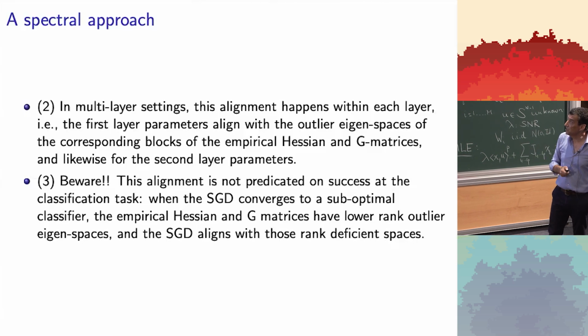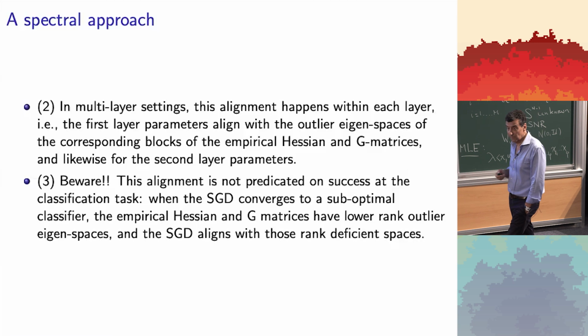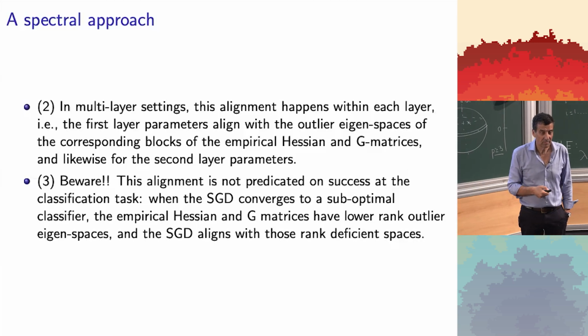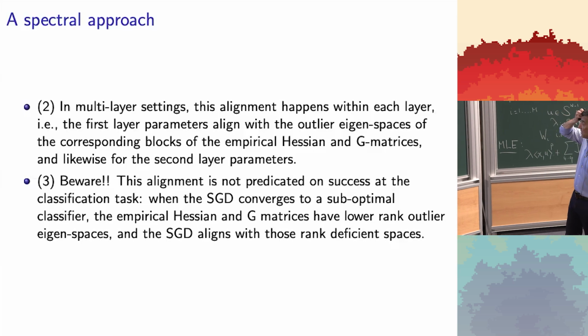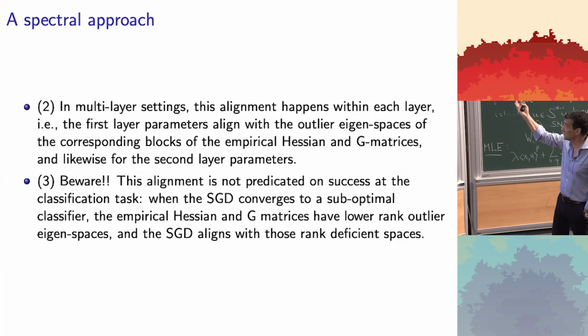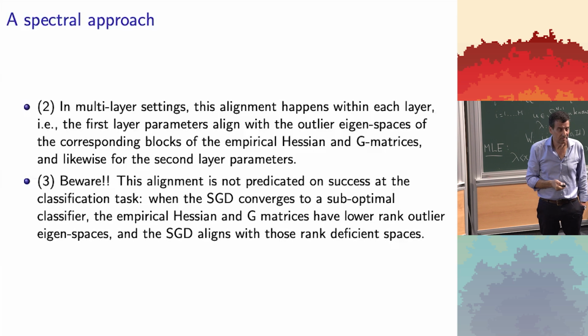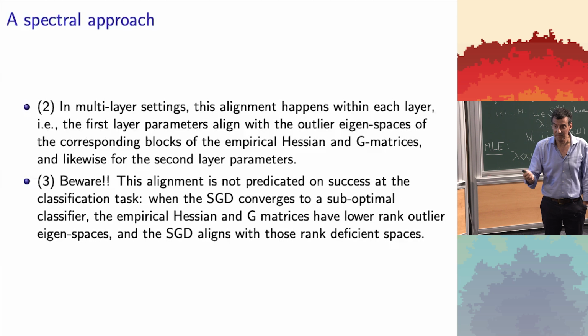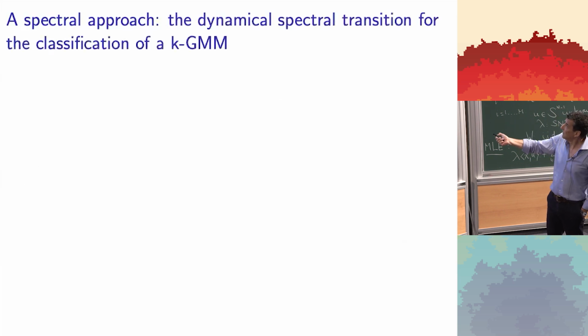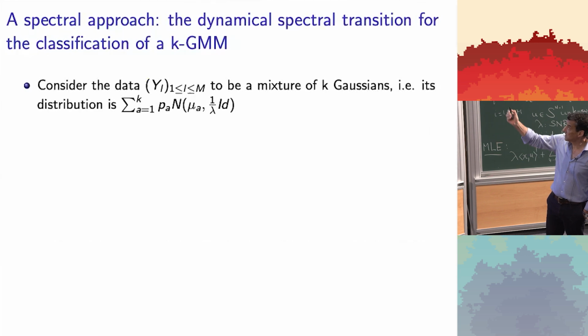Sometimes the SGD converges to a suboptimal classifier, to something not good. Then the empirical Hessian and G matrices have lower rank outlier eigenspace, and the SGD aligns with those bad spaces. So it's intrinsic, but it's not a sign of success. That's if you don't have enough signal. So let me explain this in this particular case.